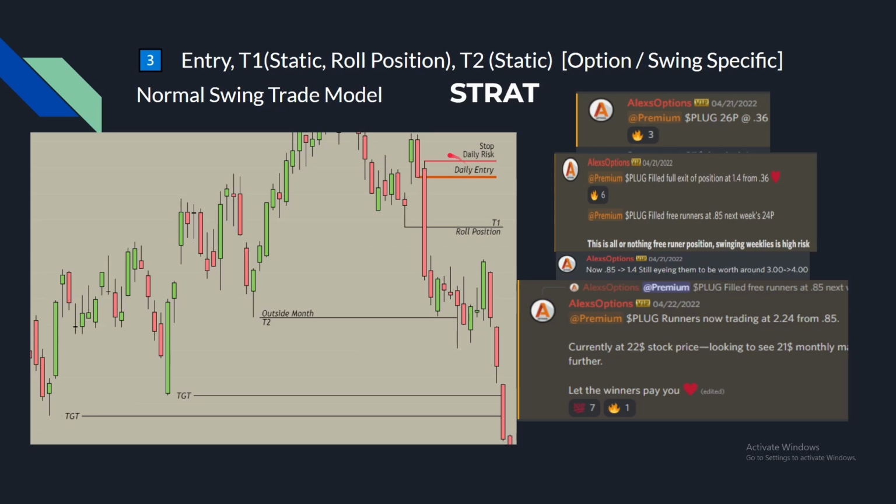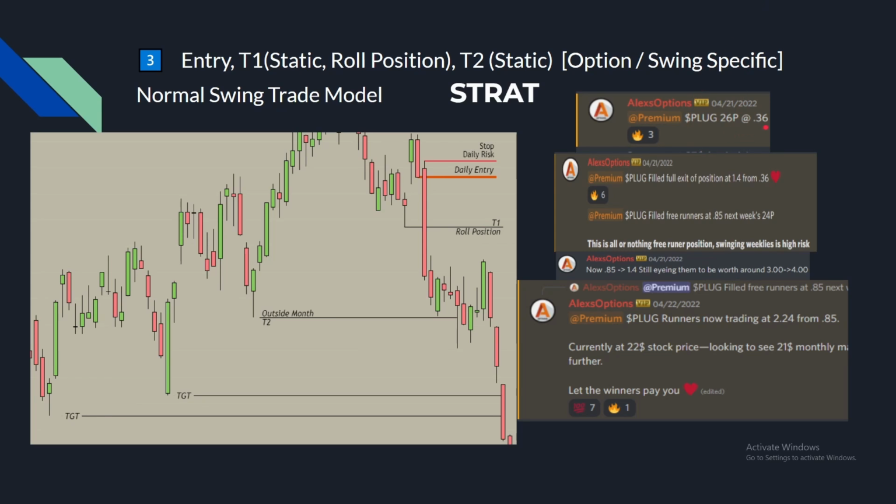So in this example, we had actually monthly magnitude down to here, outside month, and we had a weekly magnitude down to T1. So with those higher time frame magnitudes, we can let the winners run. And doing so, we can now kind of lay out what the trade was.